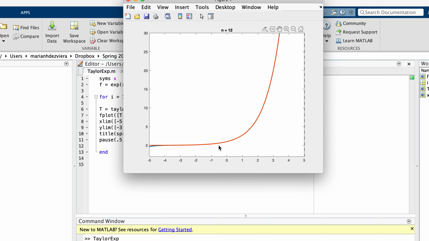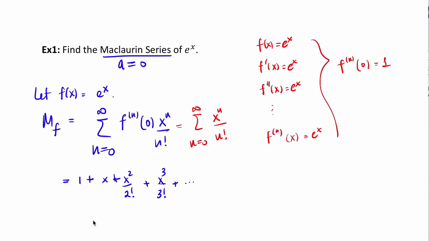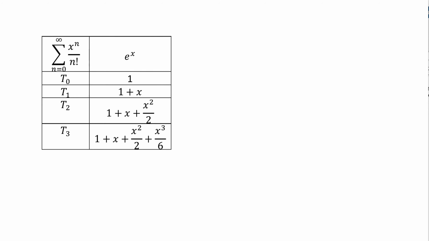Now, this one in particular, notice that it looks like the larger the degree of my polynomial, the larger the amount of terms that I take in my expansion, the better the approximation, okay? I'm just going to let you know that this is one of those cases where the Taylor expansion is exactly the same as the function. That's super powerful.